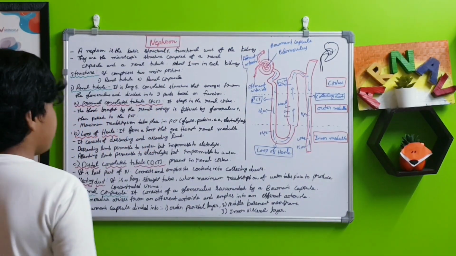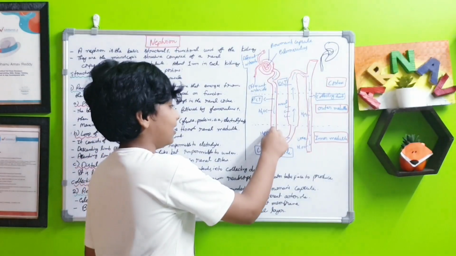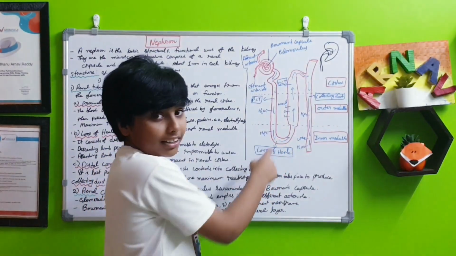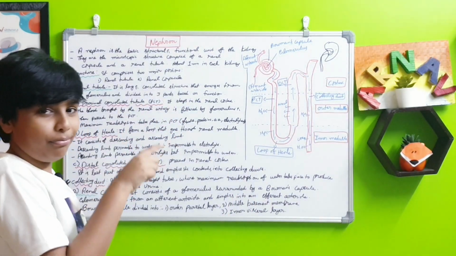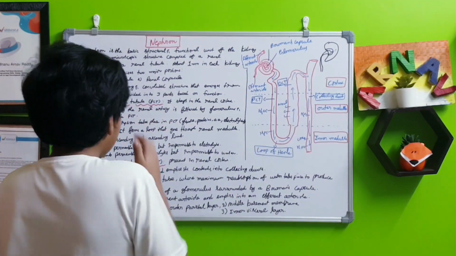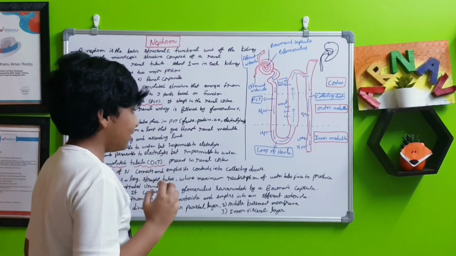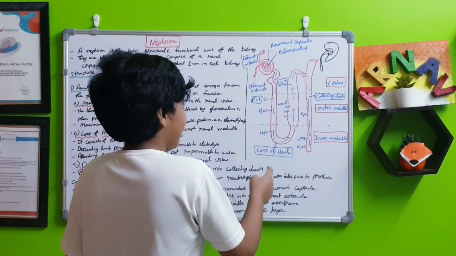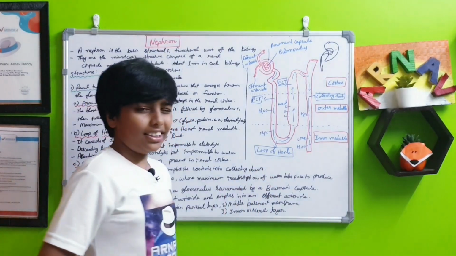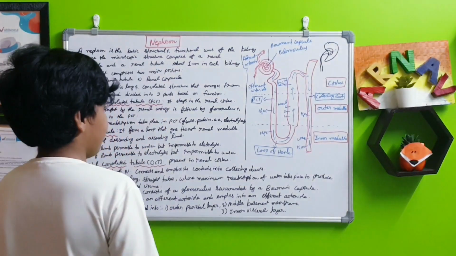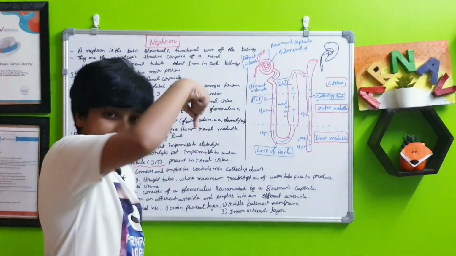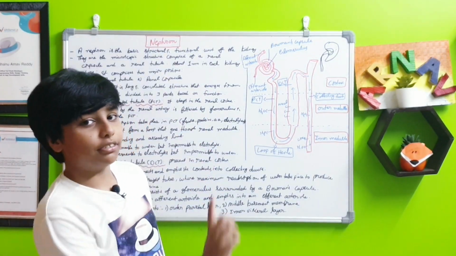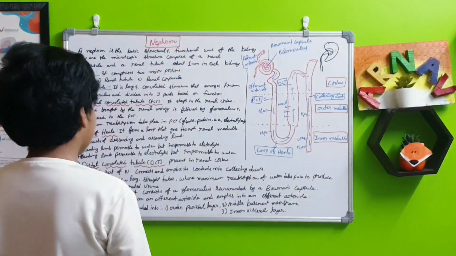So next is the loop of Henle. This is the loop of Henle, this part here. It looks like a loop, right? Not a full loop, but a half loop. It forms a loop that goes through the renal medulla, which is in the inner part of the kidney. It consists of two parts, the descending, which is going down, and the ascending, which is going up. Everybody knows those terms.